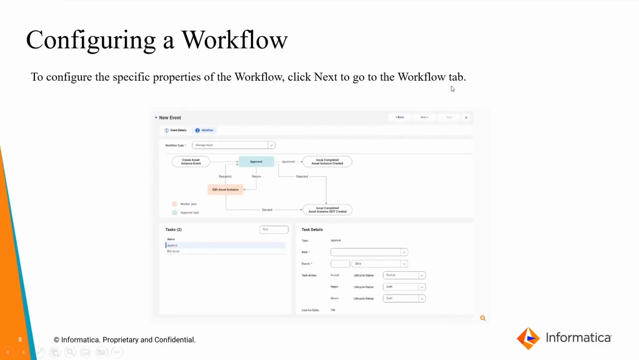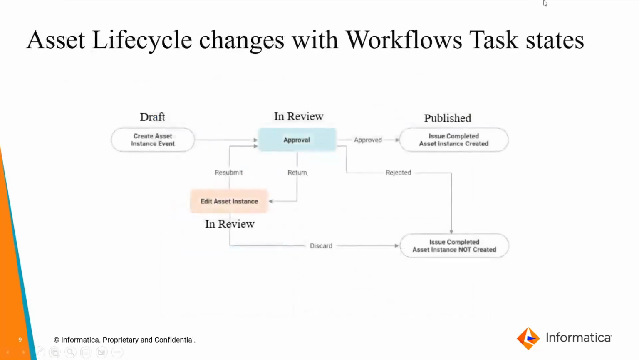Now let's look at asset lifecycle changes with workflows. As part of the workflow, the asset can be in one of the following lifecycles: draft, in review, and published. Draft is when the user creates or modifies the asset, then the life cycle of the asset will be in the draft state. In review is when the ticket is created and the workflow process begins.